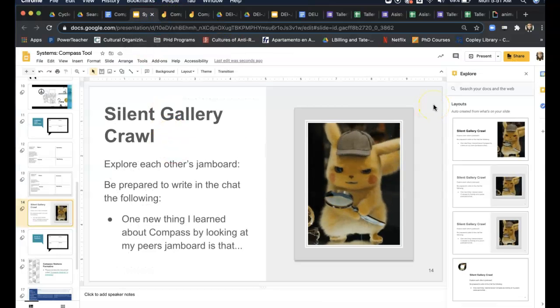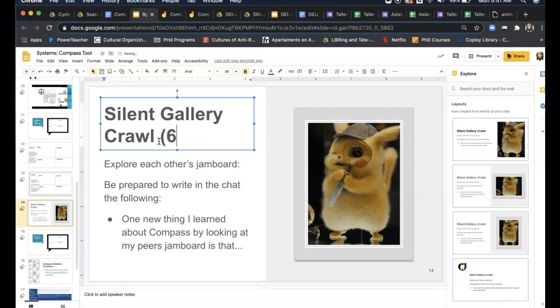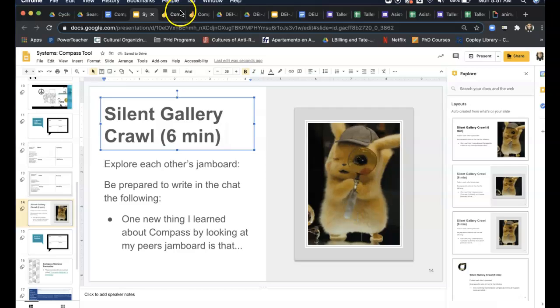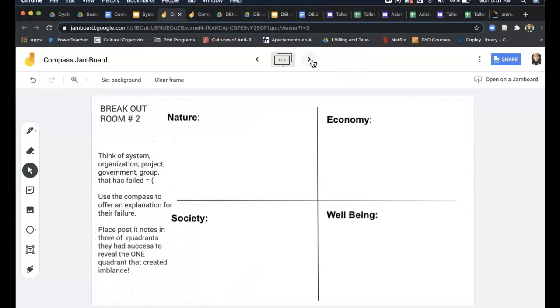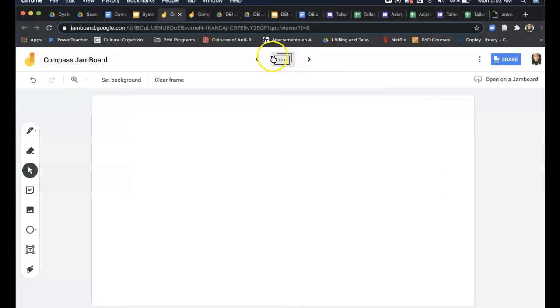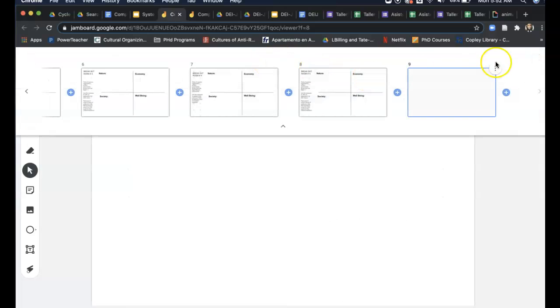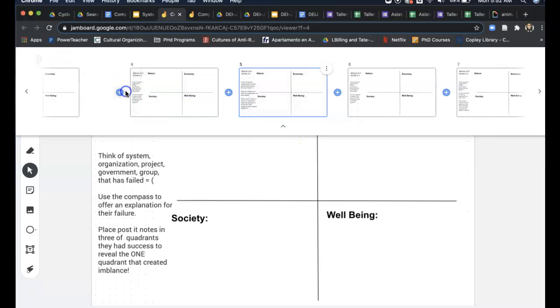So then you're going to bring them back to the main room and say, we're going to do a quick silent gallery crawl. You're going to have about 6 minutes to explore each other's Jamboards, to look through each other's findings. So instead of just looking at the 2 that you were working on in your breakout rooms, you're going to go explore the other 3 breakout rooms. So you'll go look at what companies they analyzed, what organizations they critiqued, what they came up with in doing this activity. And so you'll look at the other 3 breakout rooms.